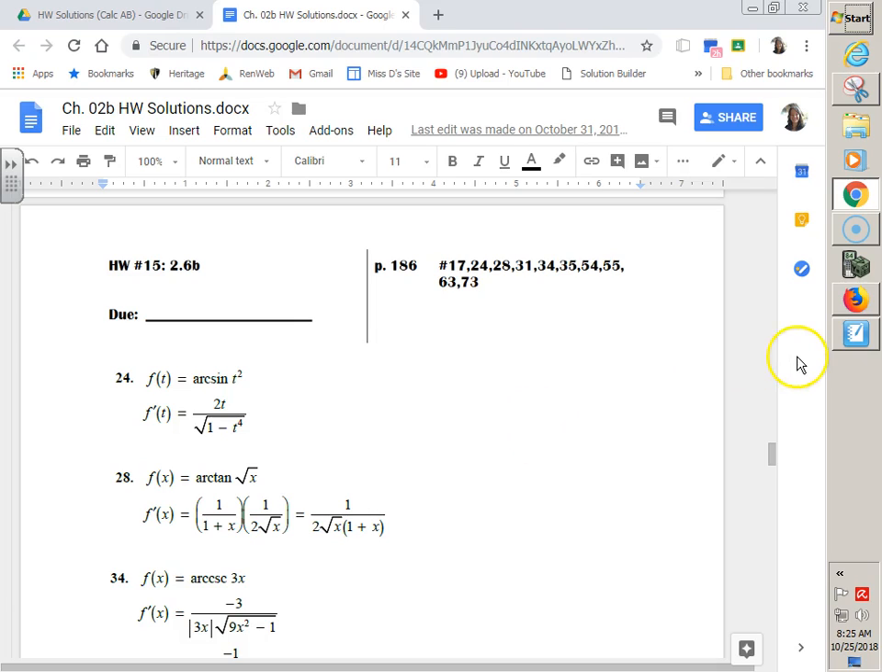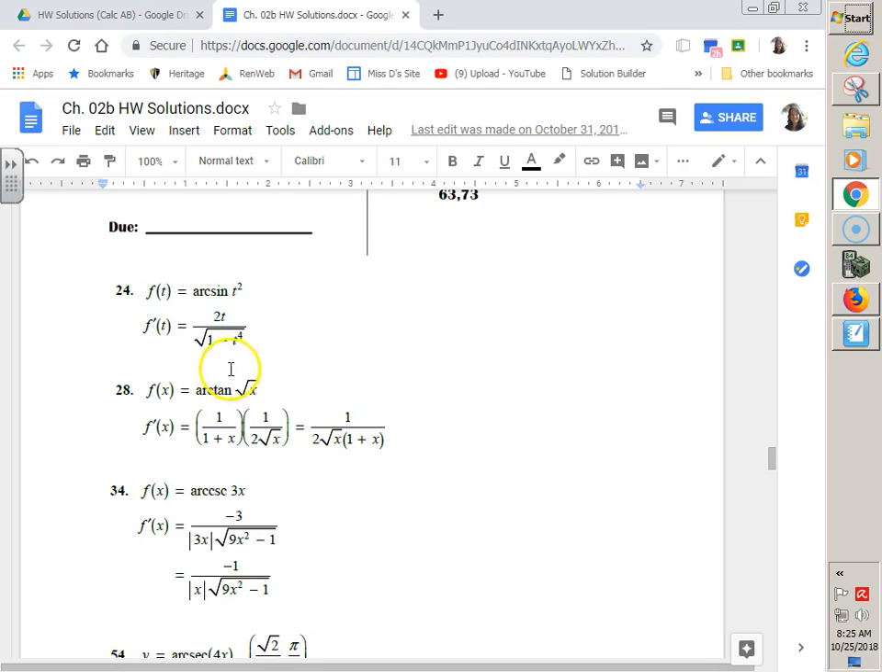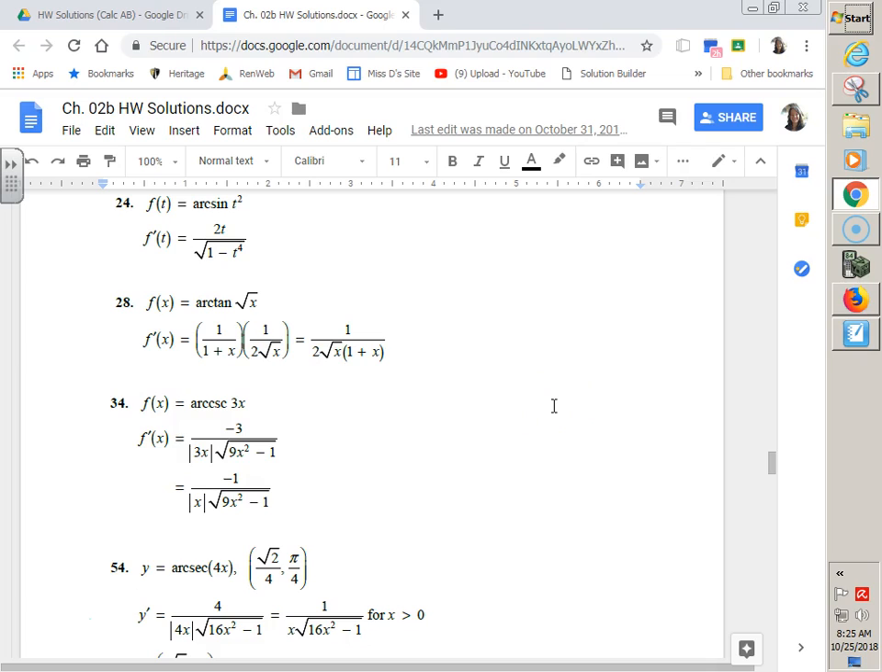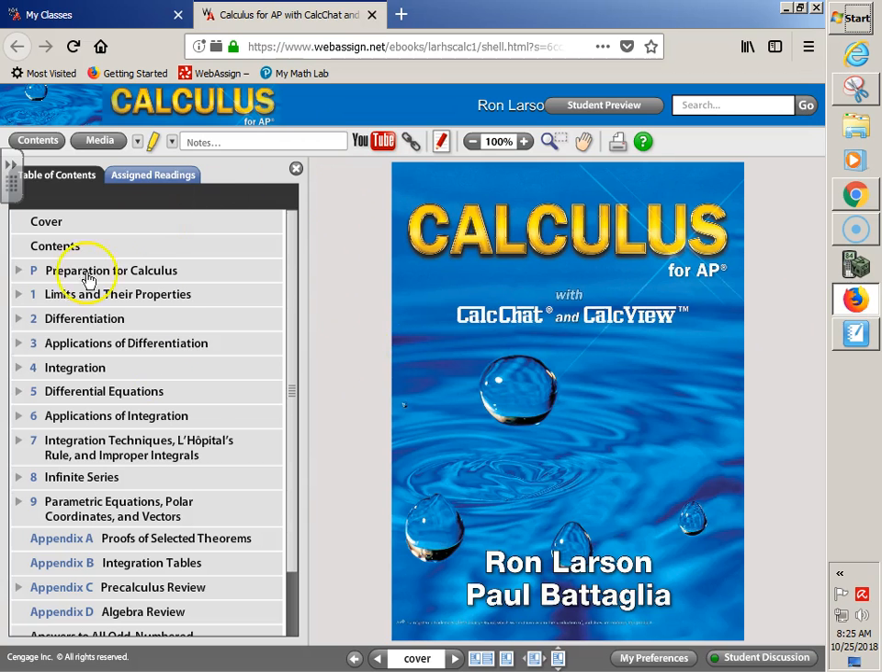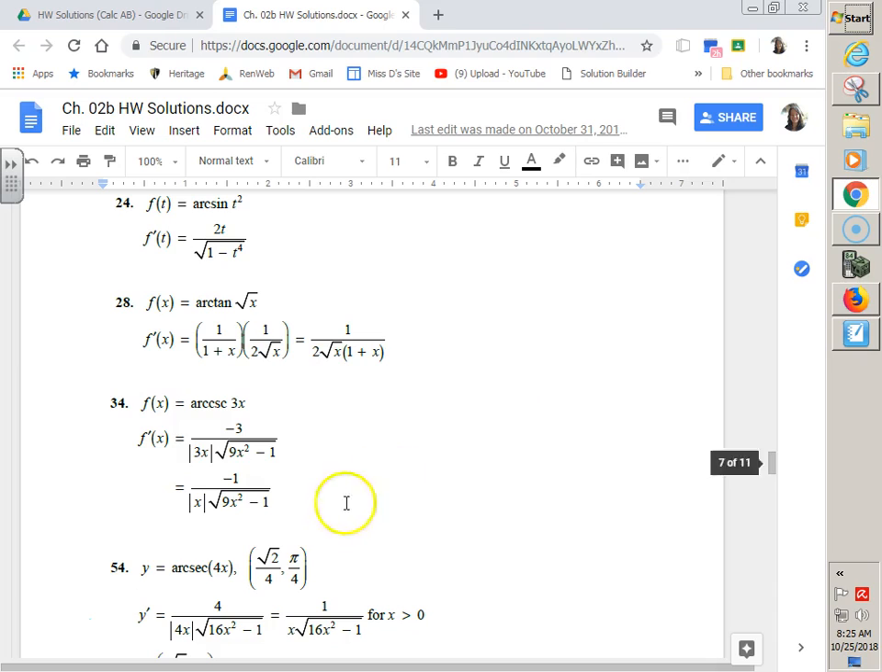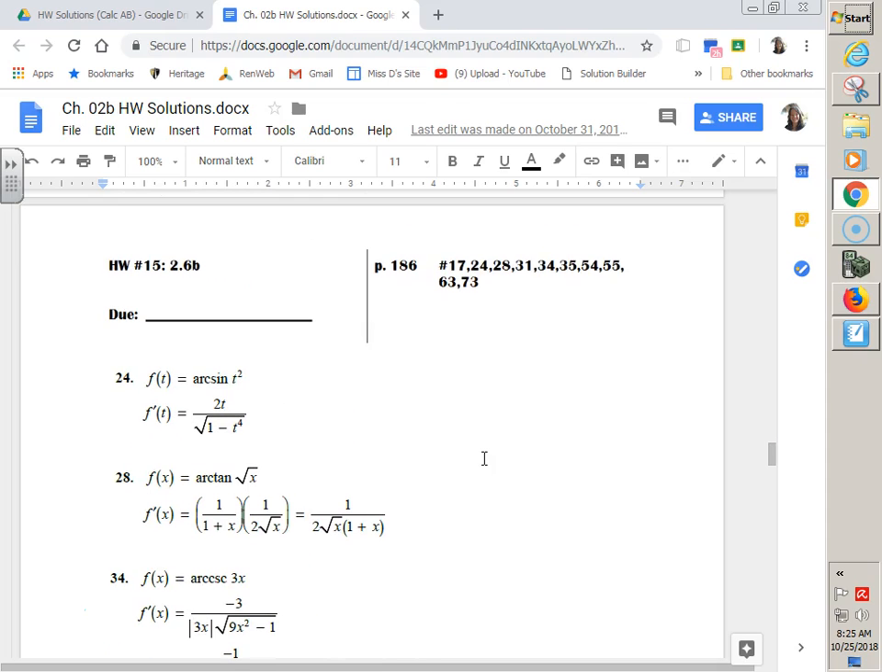All right, number 24. Started off pretty easy. Number 28. Got a little bit harder with that square root, but hopefully you made it a 1/2 power. Number 34. Wasn't too bad with that 3x, but the arc cosecant formula takes a little bit of finagling. The 3's were able to reduce because they're just constants, but I could not take away the absolute value from the x. Couple more seconds. 24, 28, 34. Moving on down to 54.